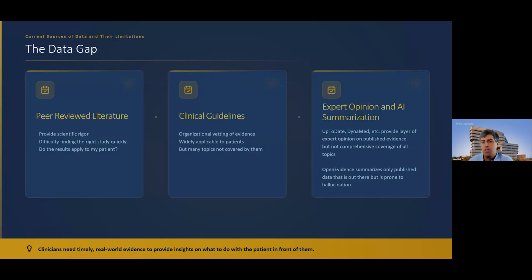So then the newest things out there are looking at expert opinion overlaid on top of clinical evidence, or AI summarization. So there are tools such as UpToDate or DynaMed, which provide a layer of expert opinion upon the published literature. But again, these are fairly comprehensive, but they don't cover all topics.